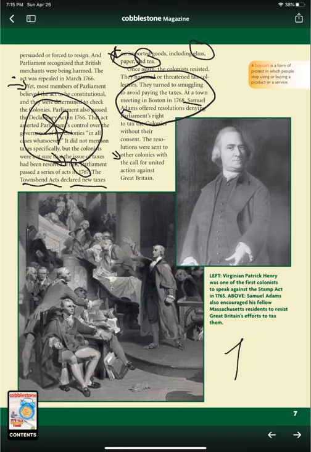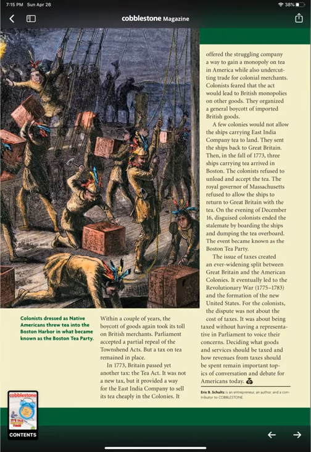And take a look here, this is the caption. On the left, right here, that's Virginian Patrick Henry. This is a secondary resource. He was one of the first colonists to speak against the Stamp Acts, and this is Sam Adams, also encouraging his fellow Massachusetts residents to resist Great Britain's effort to tax them. Boycotting. Those of you who don't want to buy a service or a product, that's what you do, you boycott. I always get distracted by the pictures.